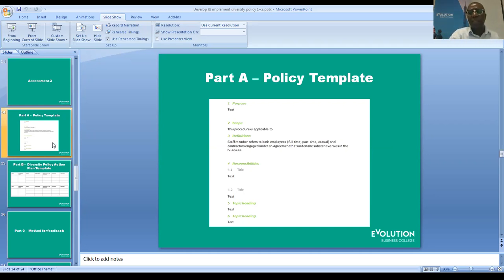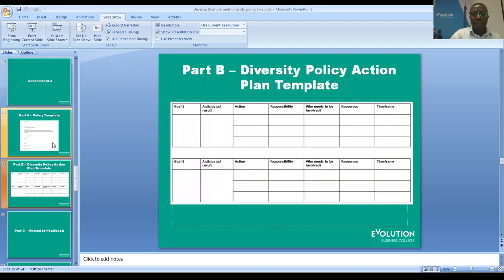I'm expecting that at this stage you have completed your policy template, given it a title, and also had an opportunity to complete the diversity policy action plan. Your goal, if it was to do with the leadership area or recruitment and selection, you might say, well, we want to start with recruitment and selection. So what is the anticipated result? It would have been that people seeking employment will be treated fairly and equally, and the organization will make all efforts to retain employees based on their merit, based on the work that they do.